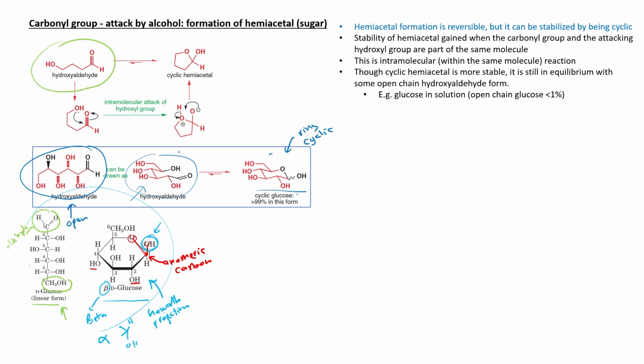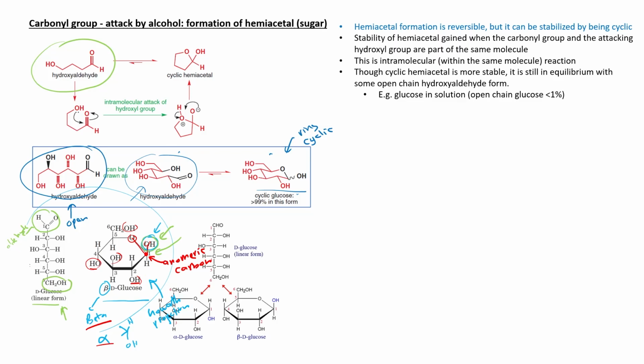The designation of beta or alpha depends on the hydroxy group at the anomeric carbon. So you don't look at here, you don't look at here, but you look at the anomeric carbon, the hydroxy group, whether it's top or bottom. If it's at the top, then it's a beta. If it's at the bottom, it's an alpha.